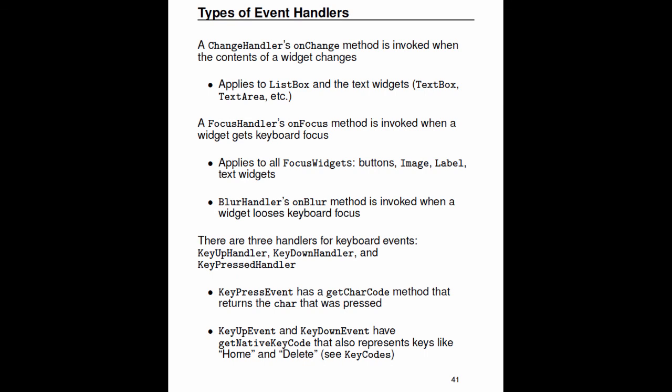For dealing with keyboard events, you've got key up events, key down handler, key pressed handler, and things like that. And the way you get the character that was typed is by calling the get char code method. Note that key up and key down events also have the get native key code, which represents keys like home and delete. And I've got an example of that that I'll show you shortly.